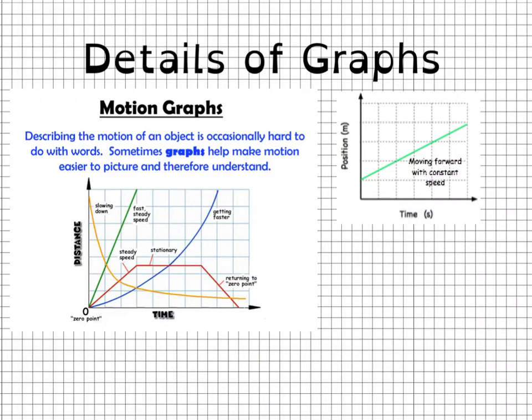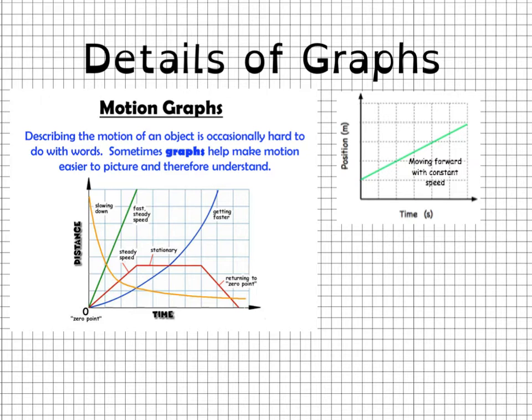A really key point about motion graphs is, first of all, the why. Why in the world are we even looking at graphs? I really love this quote here: describing the motion of an object is occasionally hard to do with words. Sometimes graphs help make motion easier to picture and therefore easier to understand. So what we're trying to do is take these big lengthy word problems, things that don't make sense written out, and show them in a visual way that'll make it easier to understand what's going on. If you're not very comfortable with graphs, this might be a little challenging, but we are going to get through this together.